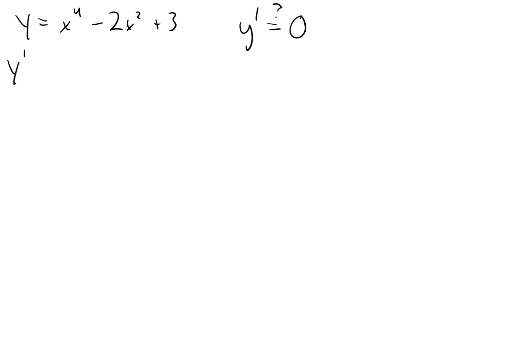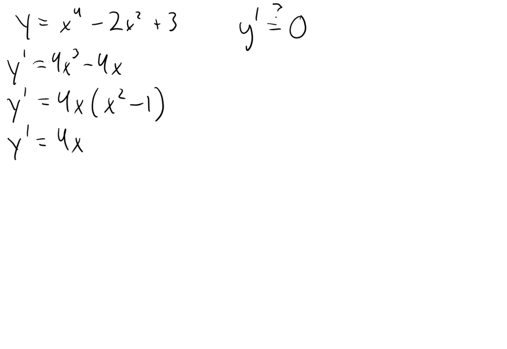So I would start off by finding the derivative, apply the power rule once, twice, and then the derivative of a constant is just 0, so that doesn't really matter. And I might rewrite this and say, wait, both of those terms have a 4x. Let me factor that out. And there's still more factoring that could be done. This is the difference of two squares. So that would factor as an x plus 1 and an x minus 1.